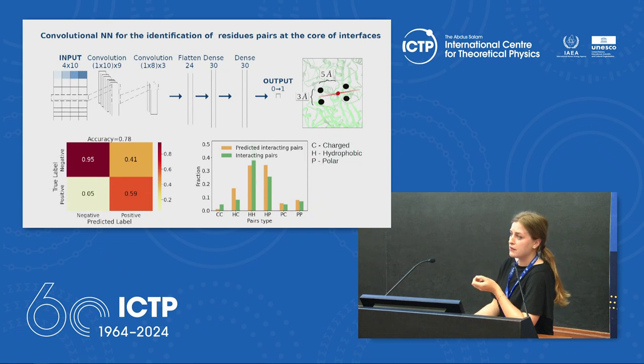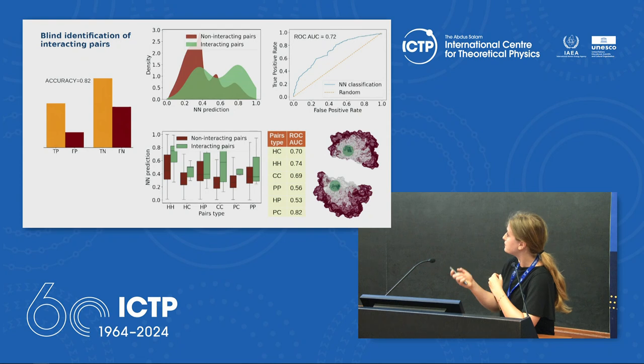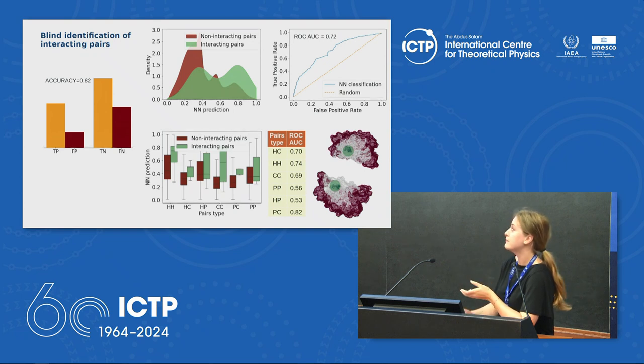When applied on a balanced data set, this neural network reached an accuracy of 78 in identifying these interacting residues. And as expected, most of these residues were hydrophobic. However, as you can see in the bar plot on the right, the network does not seem to be unbalanced toward this class, which is hopefully good. So the question is now, can we really identify interacting residues? And the answer is meh.